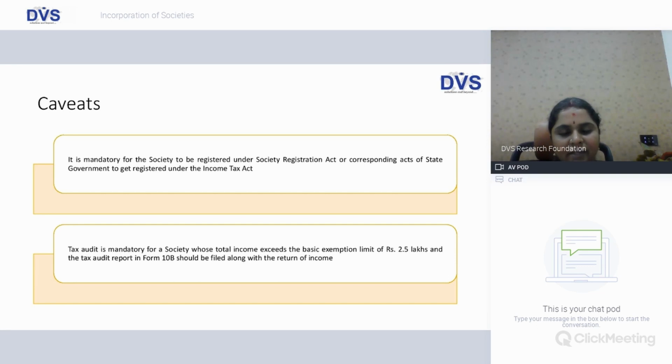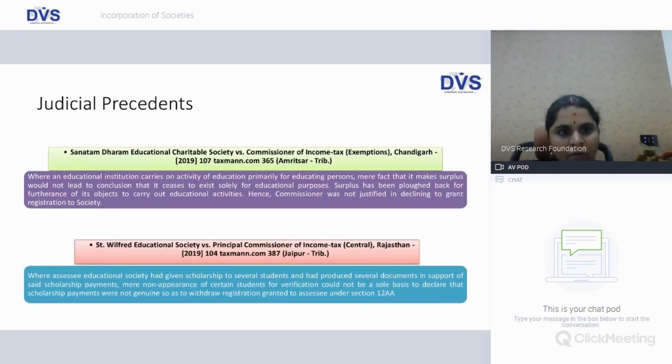So, the caveats attached to this are: it is mandatory for the society to be registered under Societies Registration Act or the respective state government enacted law in order to get registered under Income Tax Act. And tax audit is mandatory where the total income exceeds the basic exemption limit of 2.5 lakhs. And tax audit report in Form 10B shall be filed along with the return of income. Like your trust, the same provisions shall apply to societies.